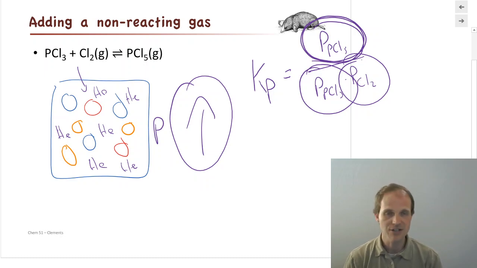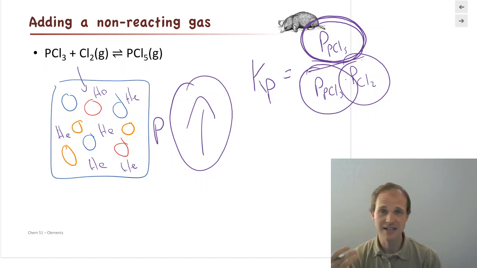And if none of those are going to change, then Q isn't going to change either, right? All three of those things stay the same. If it was at equilibrium, it's going to stay at equilibrium. How we can think of this a little bit more conceptually is, remember, gases don't interact with each other. They don't talk to each other. They don't notice each other. So that helium, while it's hitting the walls a lot and changing the total pressure in the system, it's not changing how much PCl3 there is or Cl2.